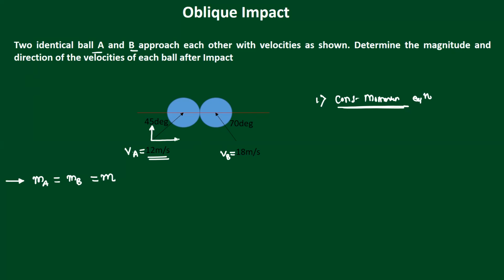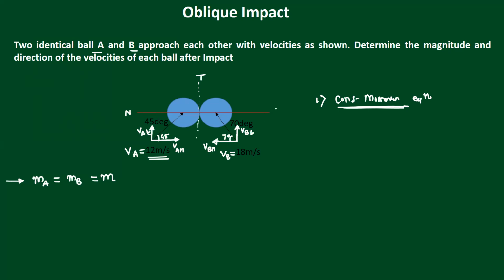So resolve this velocity along two directions. The direction which is along the line of impact is called the normal direction, and the direction perpendicular to the line of impact is called the tangential direction. So resolve the velocity along the n direction and the t direction. This angle is 45 degree. So this component is VAN, which is the normal component, and the component parallel to the tangential direction is called VAT. Similarly, resolve the second velocity along normal and tangential direction. This angle is 70 degree. So this is VBN and this component is VBT.